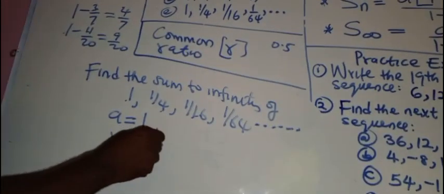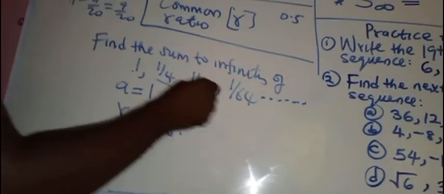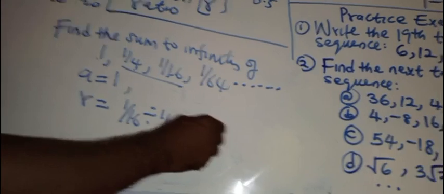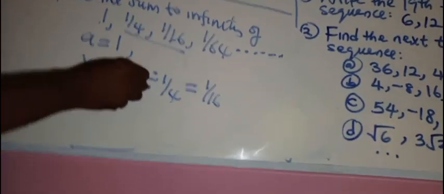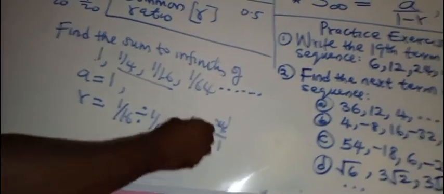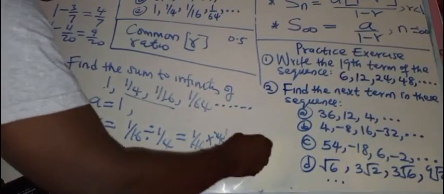So our first term is 1. Our common ratio R will be this over this or this over this. Okay, I want to choose this 1 over this. That will be 1 over 16 divided by 1 over 4, which is the same thing as 1 over 16. Okay? I want to change this to times 4 over 1. 4 here 1, 4 here 4. So this gives me 1 over 4.